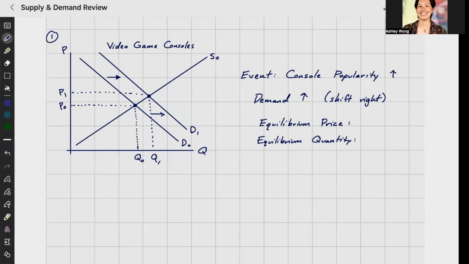And the last thing we learn here is that our equilibrium price has increased and our equilibrium quantity has also increased. So just to give an overview with this problem, when the video game console becomes more popular, this is a positive shift in consumer tastes. This will cause an increase in demand, which we illustrate on our graph by shifting our demand curve to the right. After we identify our new equilibrium point, we see that our equilibrium quantity and our equilibrium price have both increased.